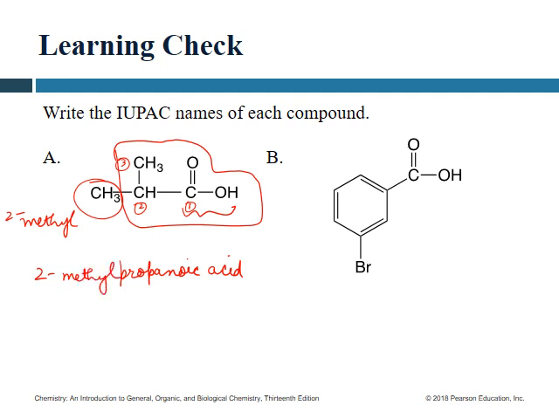Then we have this compound B. What you see right here is the benzene with a carboxylate group. So this would be benzoic acid. And what is the group? We see bromo is my substituent. Where is it located? Third. Perfect. 1, 2, 3, third carbon. So this would be 3-bromobenzoic acid. Okay.